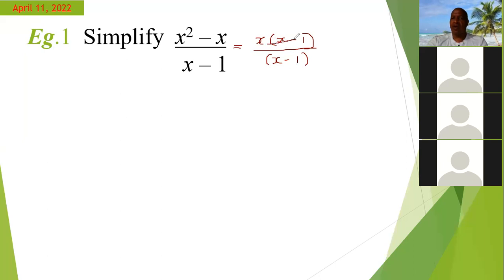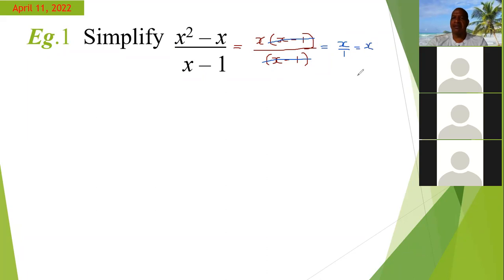So X minus 1 in the numerator will be canceled with X minus 1 in the denominator. Once you have done that cancellation, what we have remaining in the numerator is just X, and in the denominator would be 1, which would just give you X.